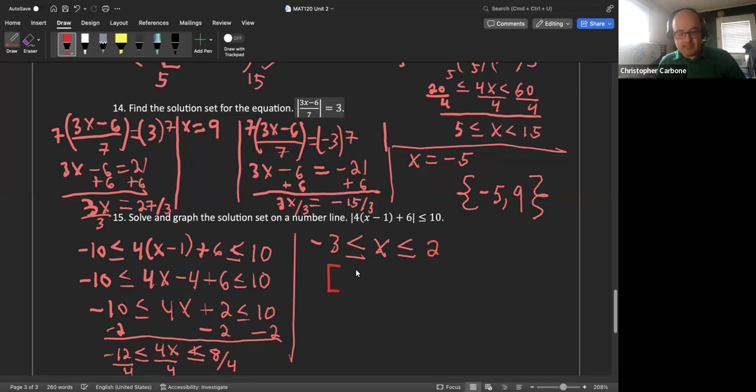So in interval notation, this would be bracket negative 3, comma 2, bracket. And for the number line for this one, we have negative 3 here. Let's call 0 here, 2 here. We have a bracket here, a bracket here, and we shade between the two of them.